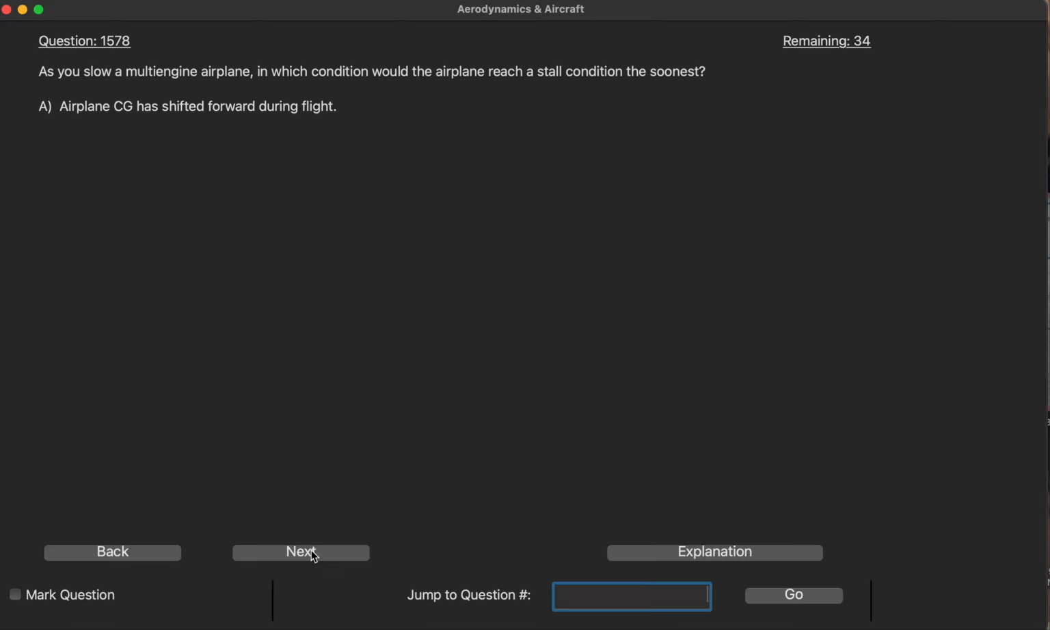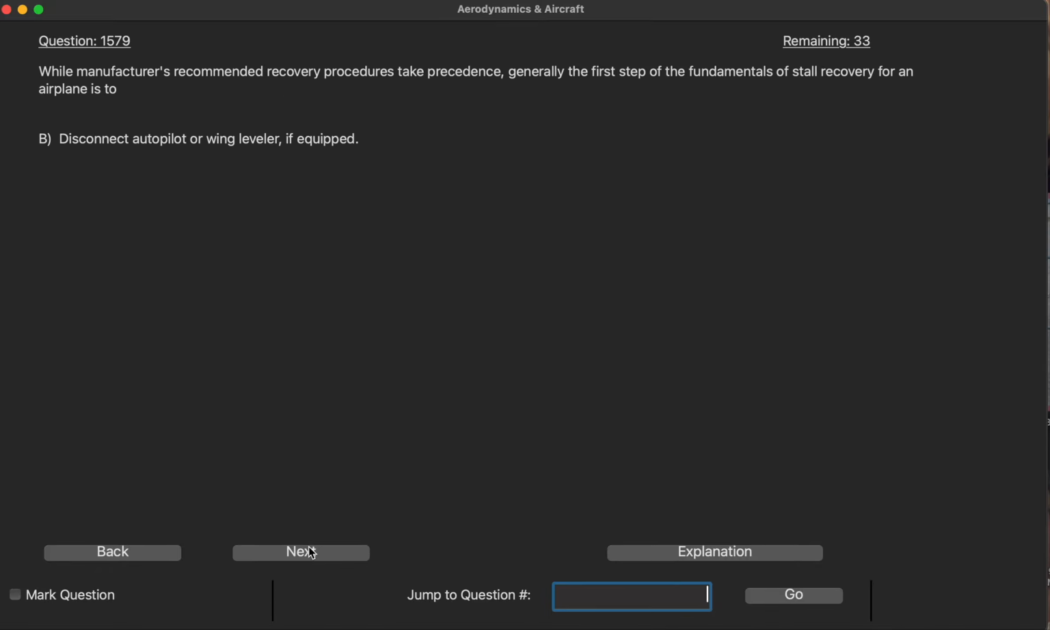As you slow a multi-engine airplane, in which condition would the airplane reach a stall condition the soonest? Airplane CG has shifted forward during the flight. While the manufacturer's recommended recovery procedure takes precedence, generally the first step of the fundamentals of stall recovery for an airplane is to disconnect the autopilot or wing leveler if equipped.